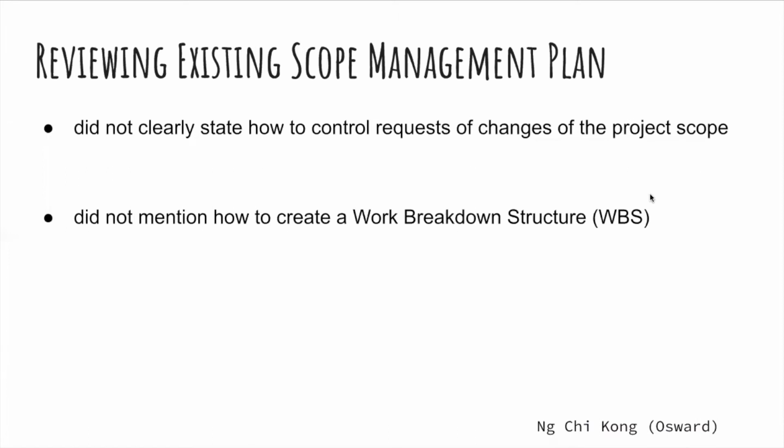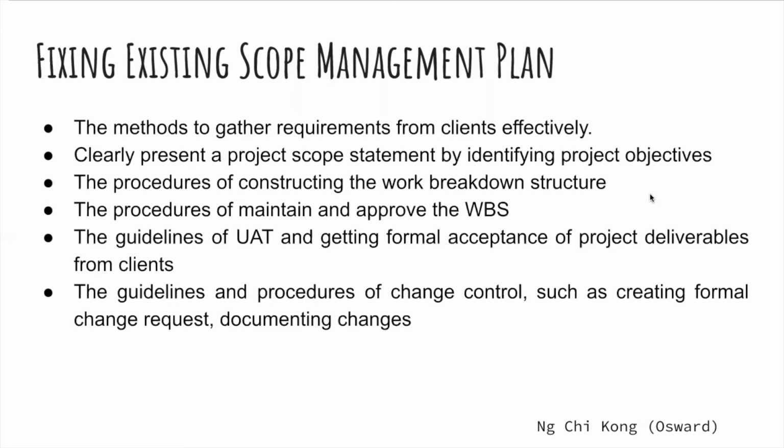As we know, Solomon had newly joined the company. He first started to review the existing scope management plan made by Billy. He found that the content of the scope management plan was incomplete. He reckoned that Billy did not make good use of the template to create the scope management plan. The plan did not clearly state how to control requests for changes to the project scope. Moreover, the plan did not mention how to create a work breakdown structure. Therefore, it was necessary for Solomon, as the new project manager, to remedy the scope management plan and also the requirement management plan.